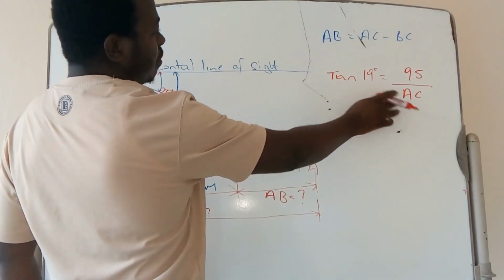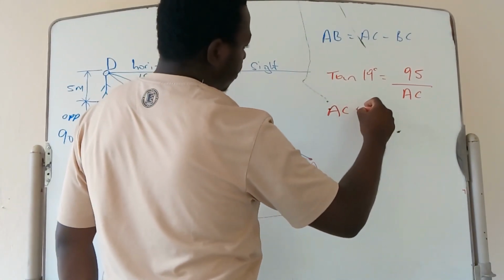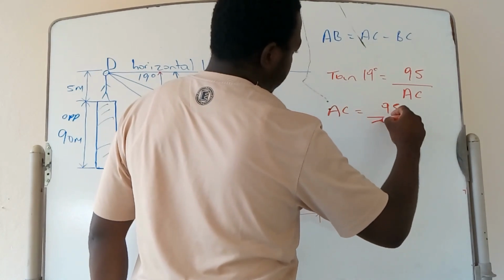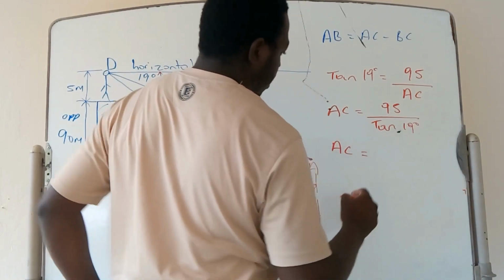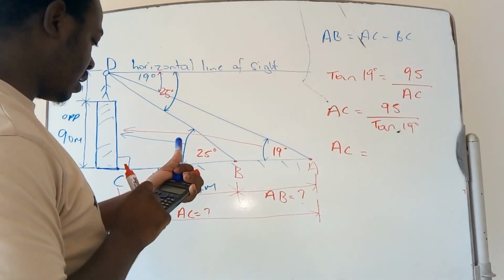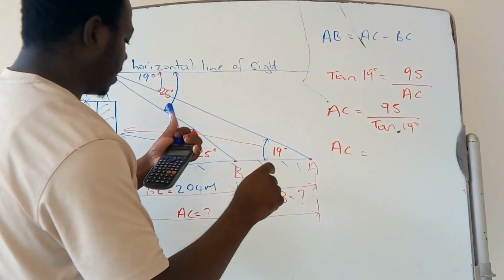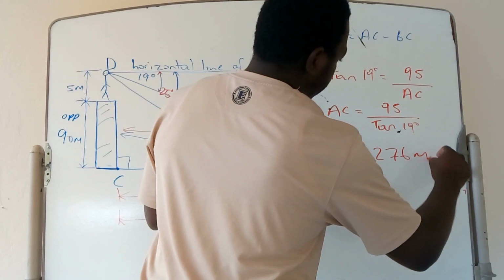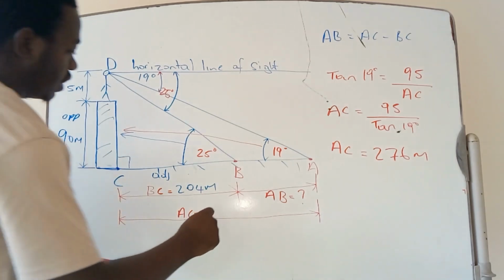Again, if you multiply both sides by AC and then divide both sides by tan of 19 degrees, AC is going to equal 95 meters divided by tan of 19 degrees. So AC is equal to 95 divided by tan of 19 degrees, and that gives us a distance of approximately 276 meters to the nearest whole number.